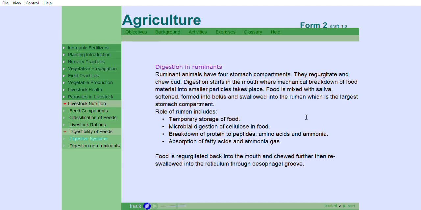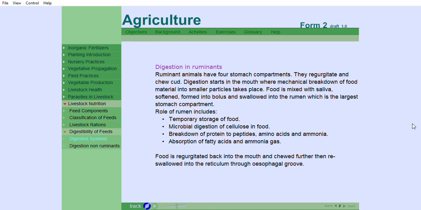Digestion in ruminants. Ruminant animals have 4 stomach compartments. They regurgitate and chew cud. Digestion starts in the mouth, where mechanical breakdown of food material into smaller particles takes place. Food is mixed with saliva, softened, formed into bolus, and swallowed into the rumen, which is the largest stomach compartment.